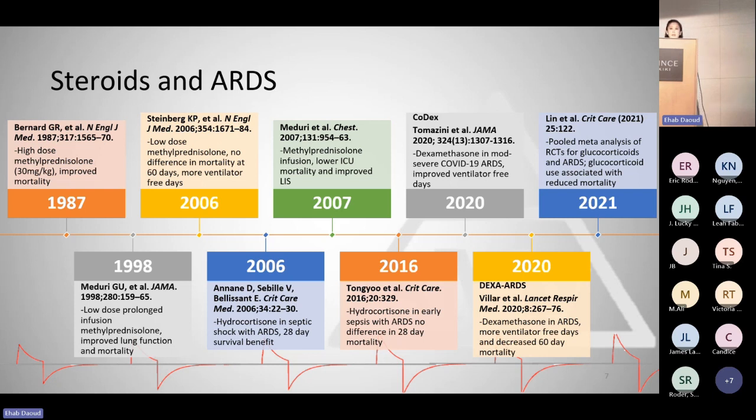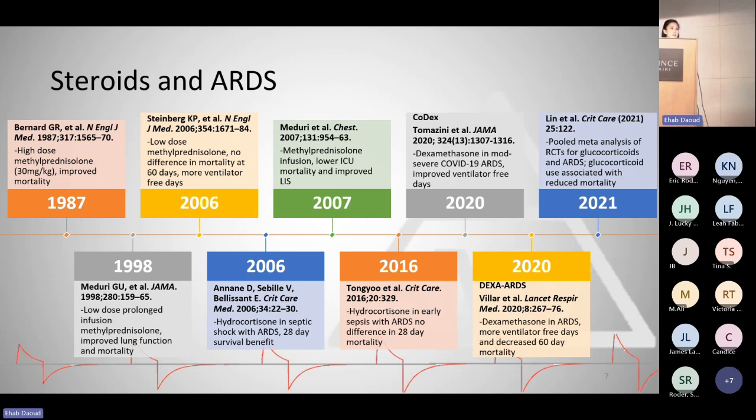Later on, we have the Meduri study. This is the sepsis study where they looked at hydrocortisone in sepsis or septic shock with ARDS, and they showed a benefit. In 2007, we have another Meduri study, which looked at methylprednisolone infusion, and it lowered ICU mortality, improved lung injury scores, and decreased ICU days. Then skip forward to 2016, and we had the Tongyoo study put out in Critical Care. This one showed not so much a great benefit for hydrocortisone in ARDS and sepsis. And then after that, we're looking at more studies looking at the benefit of corticosteroids.